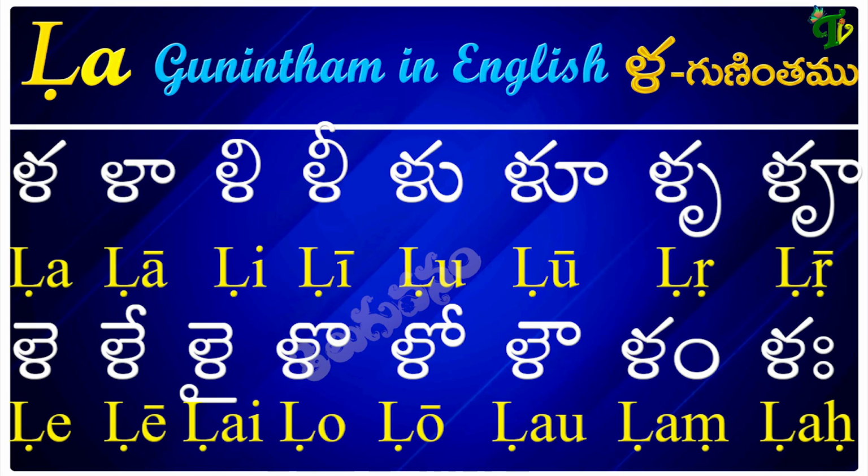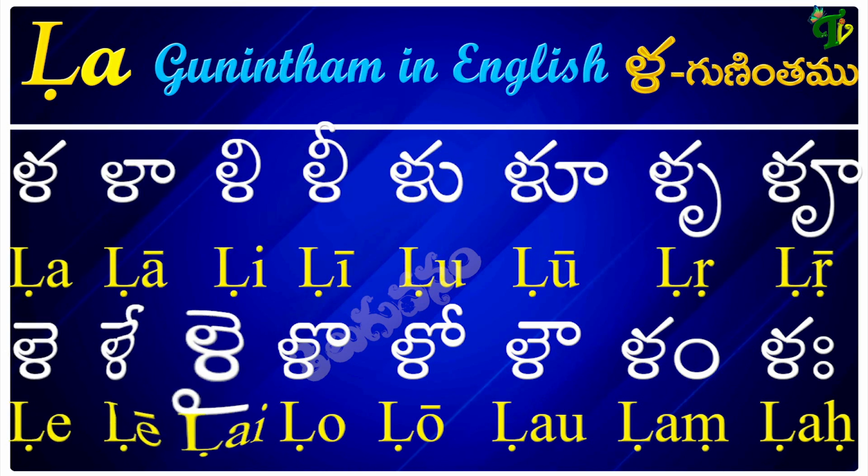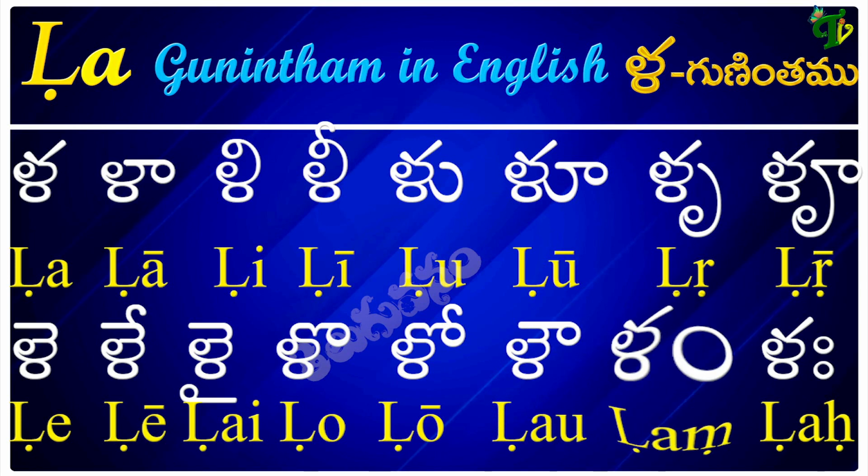Shall we sing Ḷa Gunintham? Ḷa, Ḷa, Ḷī, Ḷī, Ḷū, Ḷū, Ḷū, Ḷū. Ḷī, Ḷī, Ḷai, Ḷō, Ḷō, Ḷau. Ḷam, Ḷaḥ.